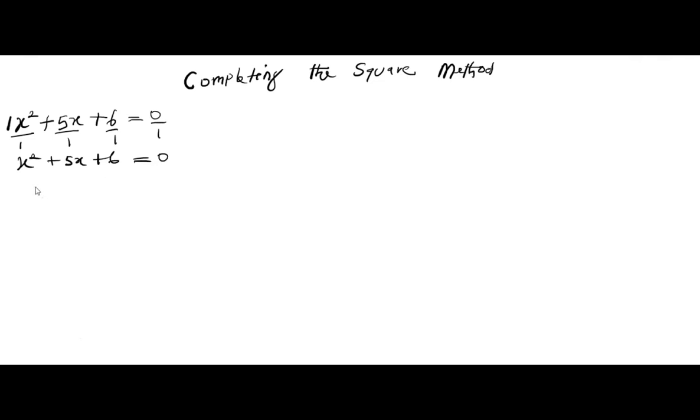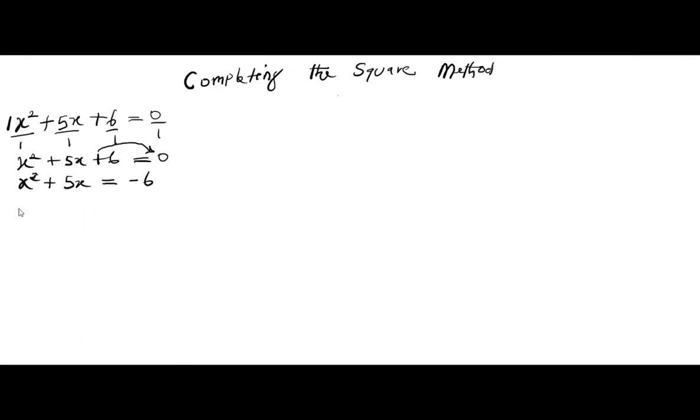Now the next step is we take this positive 6 across this equality sign. So we have something like x squared plus 5x equals to, when this positive 6 crosses this equality sign, it will change to negative 6.